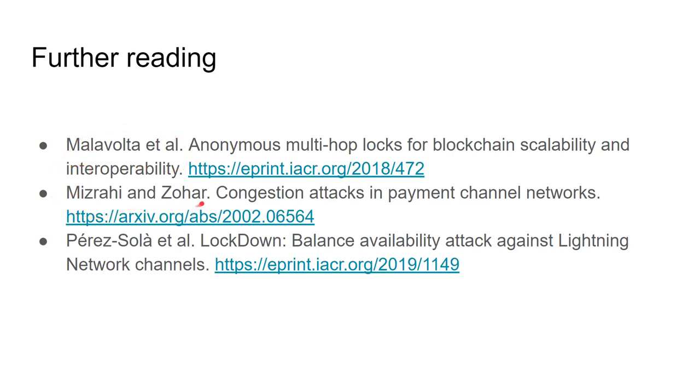This is a paper that appeared concurrently to our research, and they went into more detail regarding the denial of service vector that I described on the previous slide, so how congestion attacks in payment channel networks can work and how an attacker with relatively small capital requirements can block large chunks of the Lightning Network. Finally, this work, lockdown balance availability attack against Lightning Network channels, also proposes a denial of service vector for the Lightning Network, which you can read and compare to our approach.